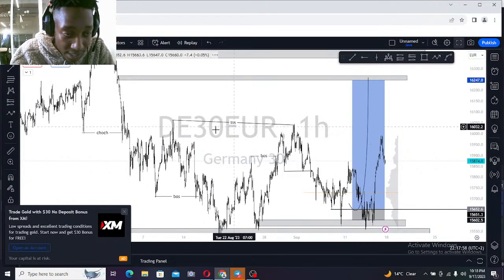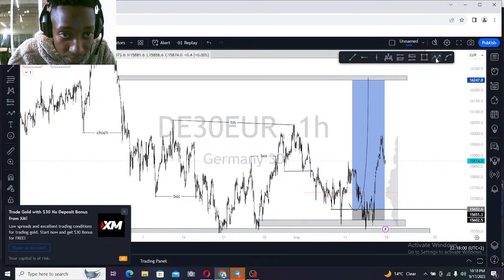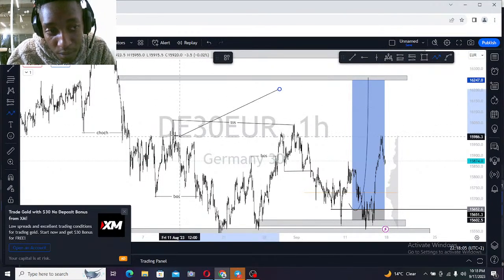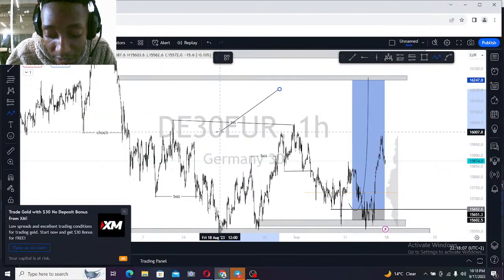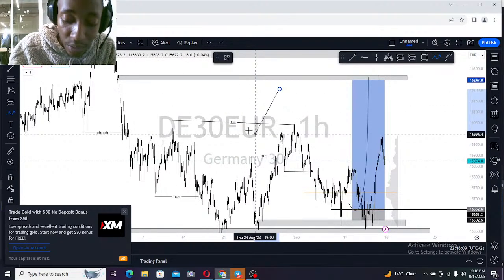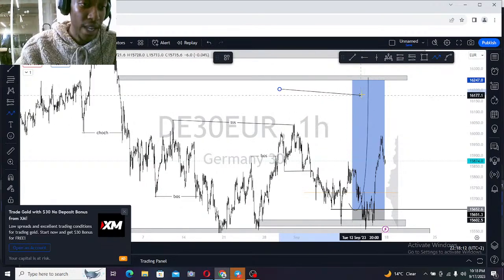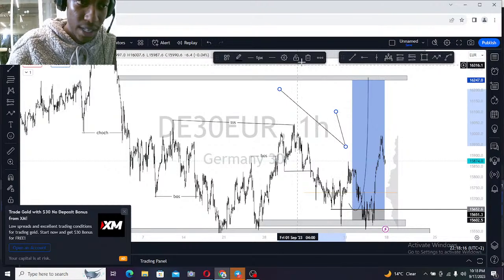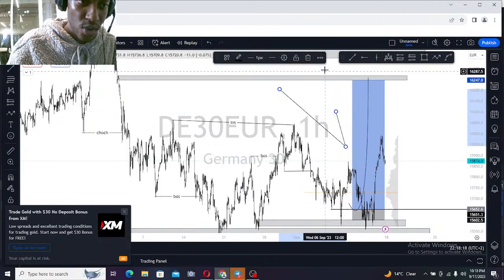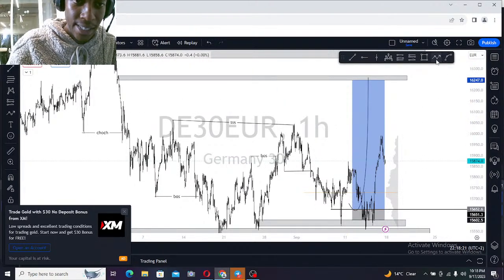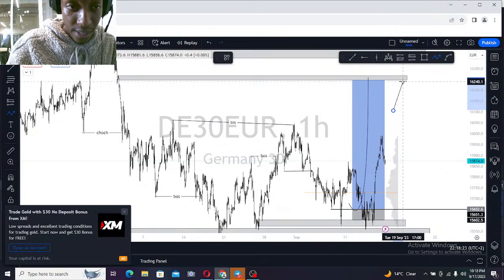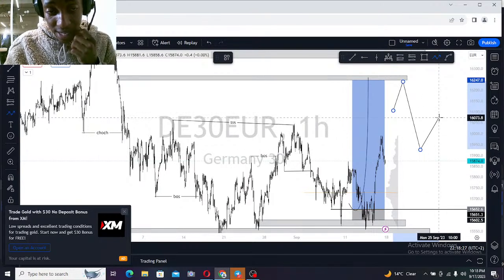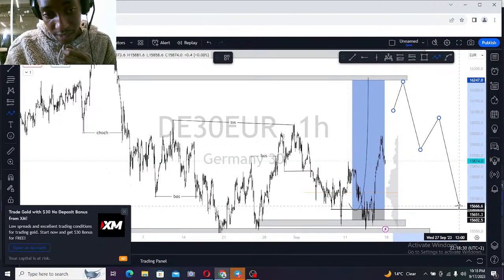You see this area, we have liquidity here. The market needs to take out this liquidity that's being created here. After sweeping this liquidity, that's where we can start pushing to the downside. So whenever the market is done sweeping that liquidity, that's where we can start monitoring sells from here, pushing to the downside.